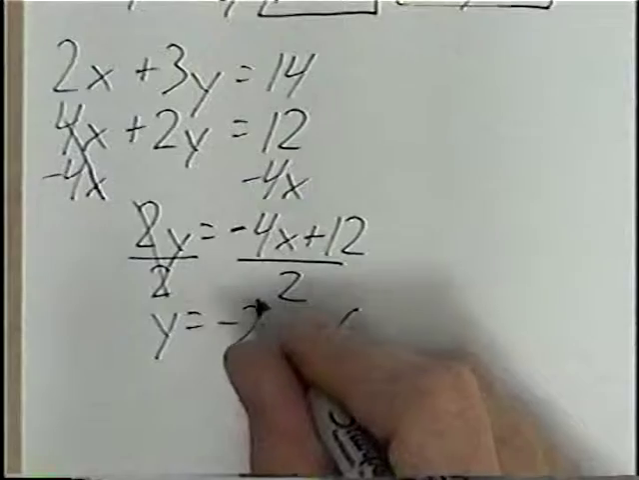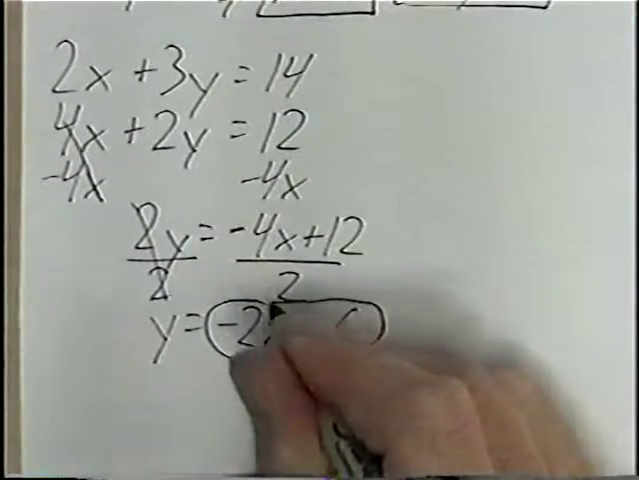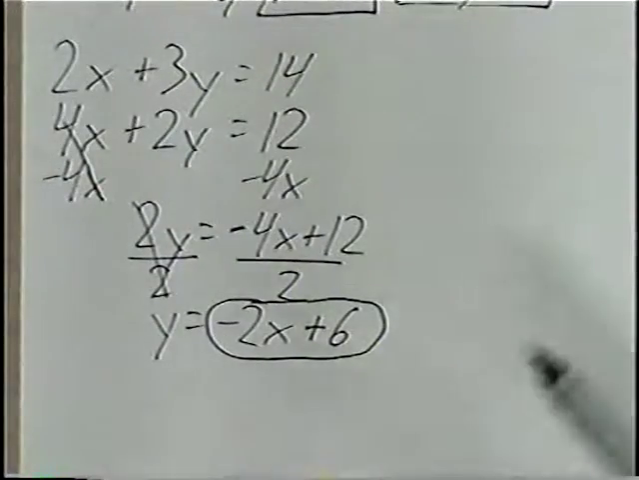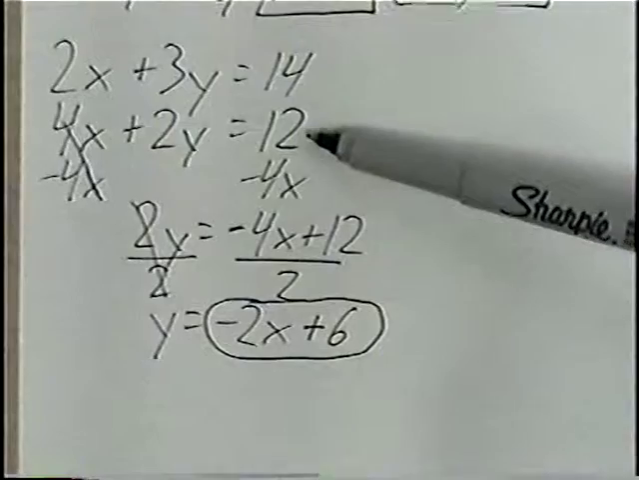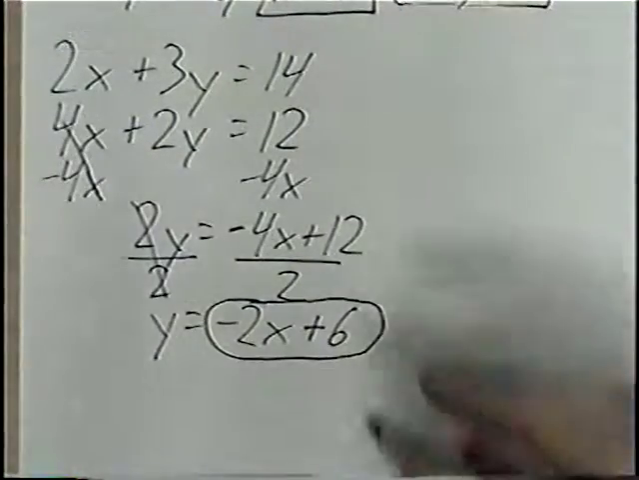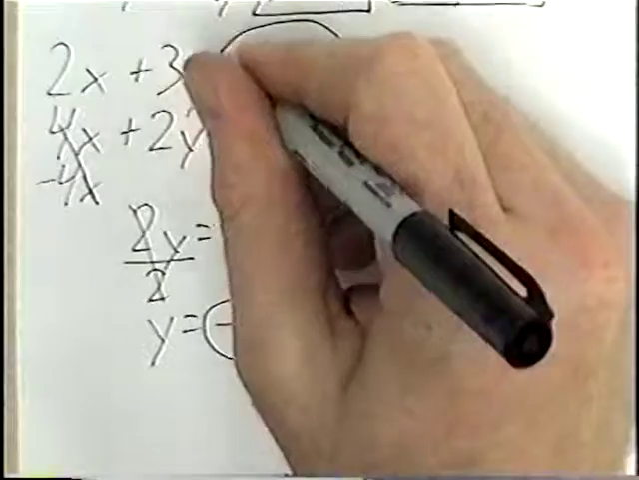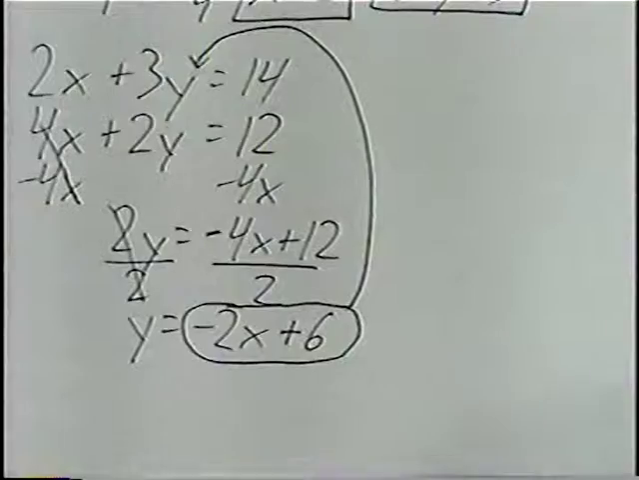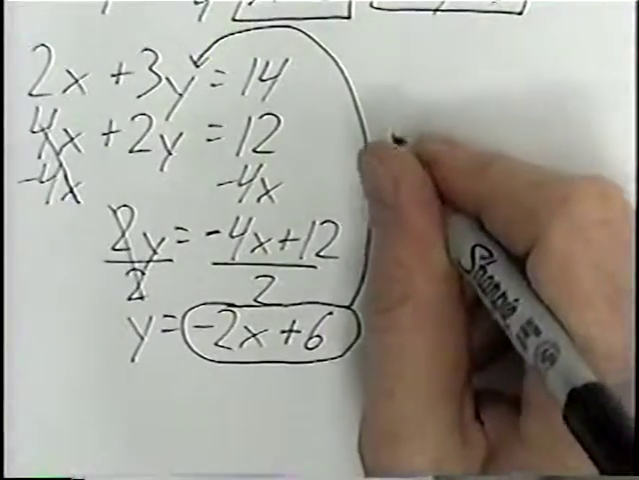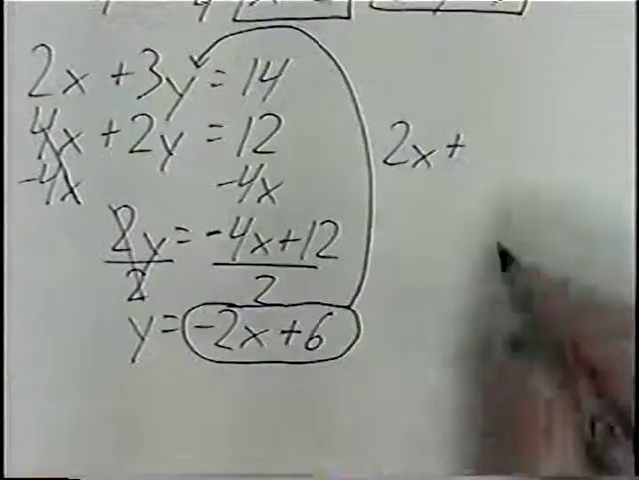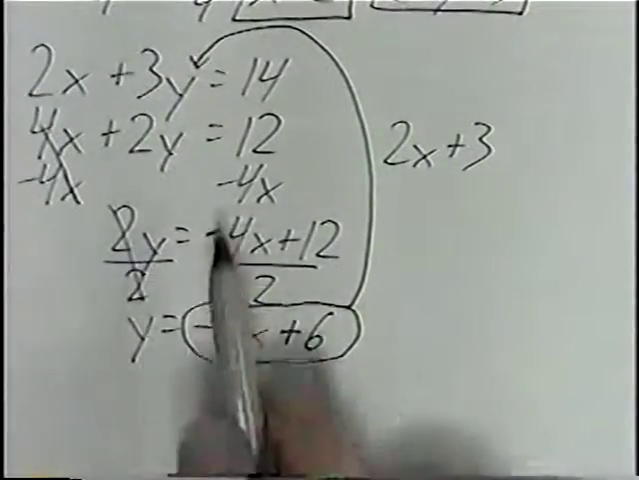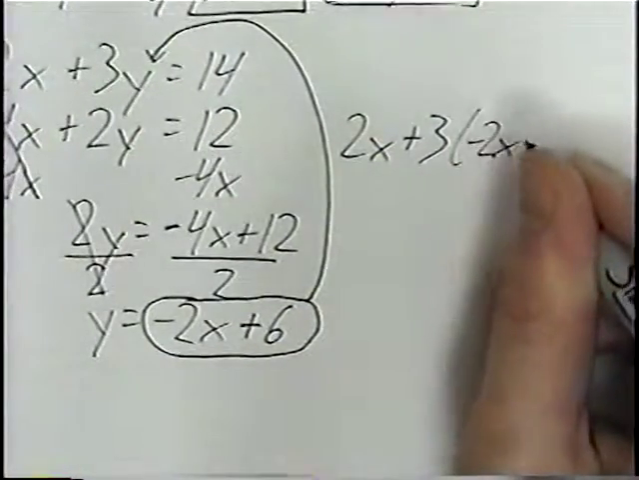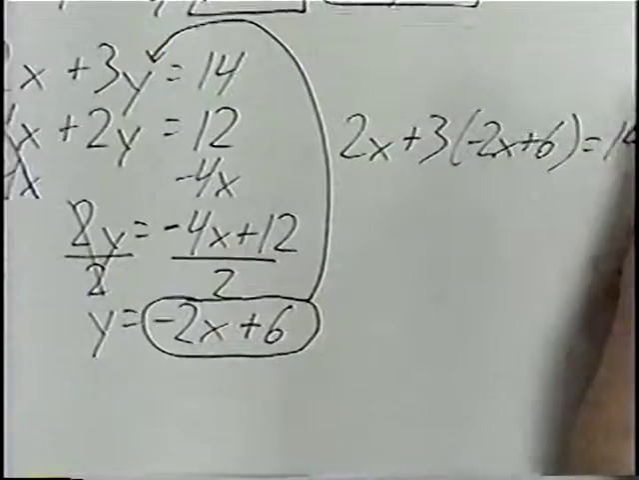When we substitute this, we'll take the negative 2x plus 6 and plug that into an equation to solve for y. When we plug it in, we want to use a different equation that we have not used yet. Since we used the second equation to solve, we'll take this expression and plug it into the y for the first equation, which again is the equation we have not used yet. So rewriting the first equation, we'll have 2x plus 3y, but again, instead of y, we'll plug in negative 2x plus 6, equals 14.